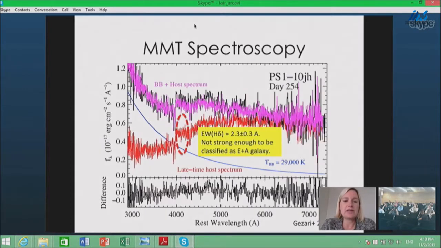And one thing I wanted to note is that with this late-time host spectrum, we do measure the equivalent width of H delta, and I didn't get to hear Yair's talk, but for this galaxy, we don't measure an equivalent width for H delta strong enough to be classified as an E+A galaxy. So this may not be a rare post-starburst, but may be a more normal elliptical galaxy, early type galaxy.